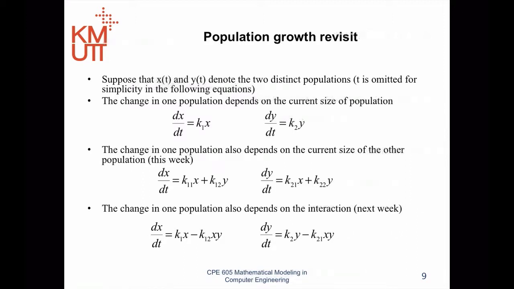But if the change of one population depends not just on the size of its own population, but also on the size of another population, then we would have a system that looks like this. That is, the change relies on its own population and also on the size of the other population as well. And the change of the other population also relies on the x population and its own population. We will talk about this case this week, and next week, we will talk about what will happen if there is interaction between the two populations.